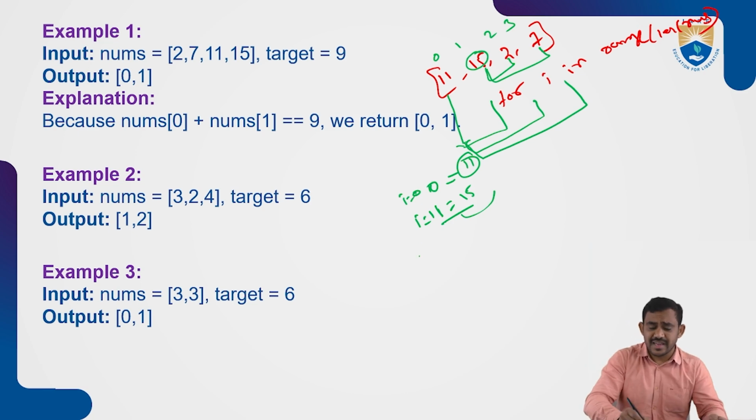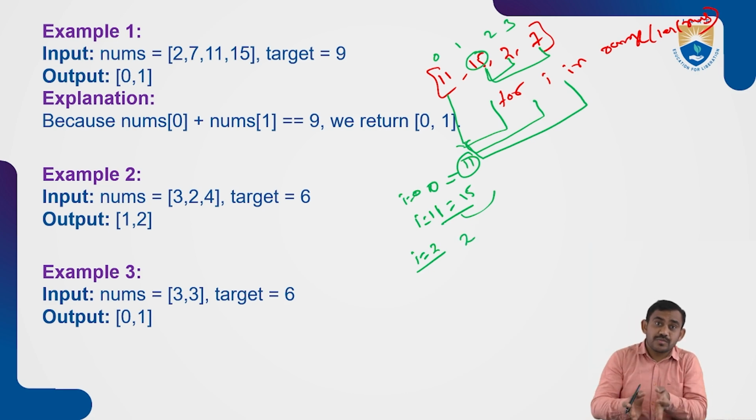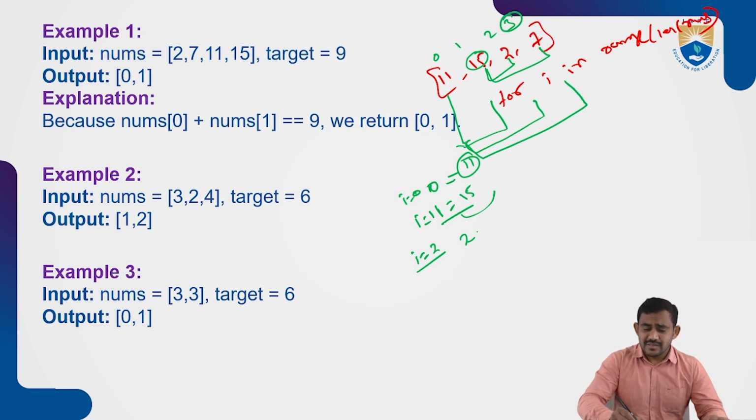Now again change your i. i equal to 2nd index, and the 2nd index value is 2. So now check it. I don't want to bother about the previous indexes. I need to bother about the next indexes. So what next index do you have? i equal 2, and the next index is 3. So the third index, which value do you have? 7. So 2 plus 7 is 9. So I reach my target.